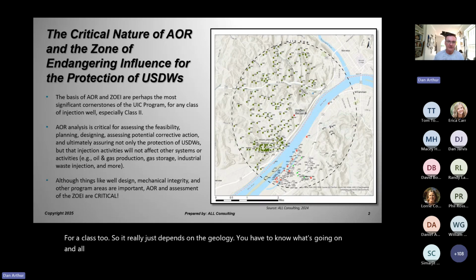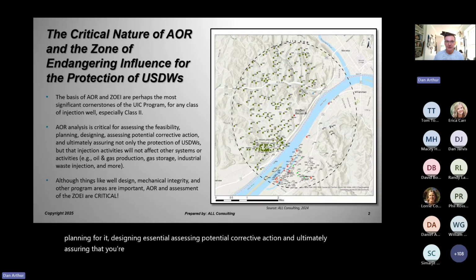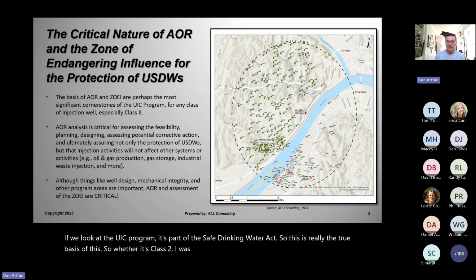But AOR analysis is critical for, one, assessing feasibility of a new proposed well, planning for it, designing, assessing potential corrective action, and ultimately assuring that you're not negatively impacting an underground source of drinking water, which, if we look at the UIC program, is part of the Safe Drinking Water Act. So this is really the true basis of this. Whether it's Class II wells protecting underground sources of drinking water, or Class 6 or Class 3 or Class whatever, these things still come into play.